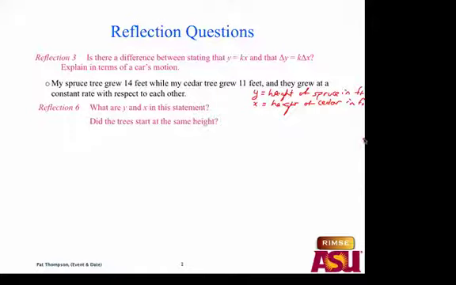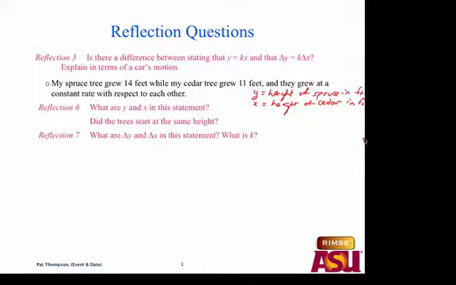Did they start at the same height? I don't think it really specifies, because it just says the one grew 14. You don't know. Maybe they did, maybe they didn't. It just says how much they grew simultaneously. They could have been the same height or maybe not. But we know just how much they grew. We don't know.